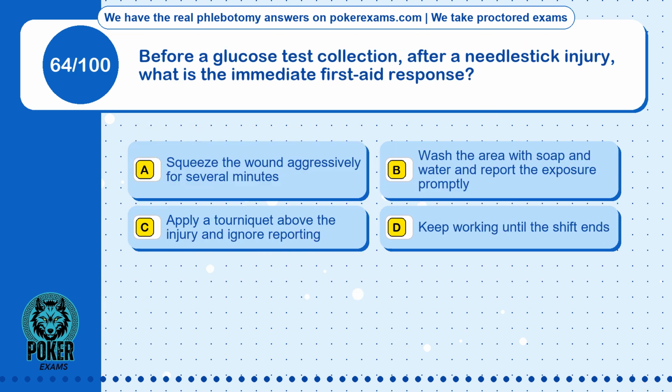Question 64. Before a glucose test collection, after a needle stick injury, what is the immediate first aid response? Option A, squeeze the wound aggressively for several minutes. Option B, wash the area with soap and water and report the exposure promptly. Option C, apply a tourniquet above the injury and ignore reporting. Option D, keep working until the shift ends.